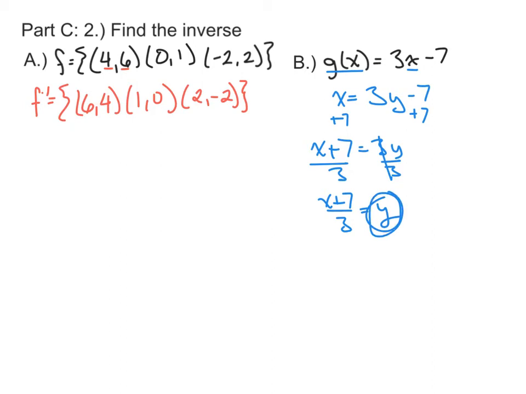Now, of course, it isn't y. It's the inverse of g of x. So use proper notation. G inverse of x is equal to x plus 7 all over 3.